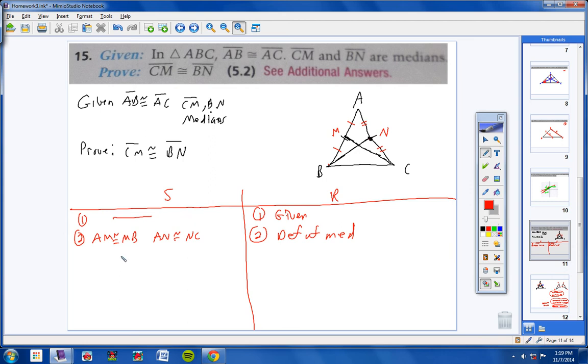Now next, I can state that angle A is congruent to angle A. Okay? Reflexive. Next, I can do segment addition, okay? Segment addition. So AM plus MB equals AB and AN plus NC equals AC. Okay, segment addition.